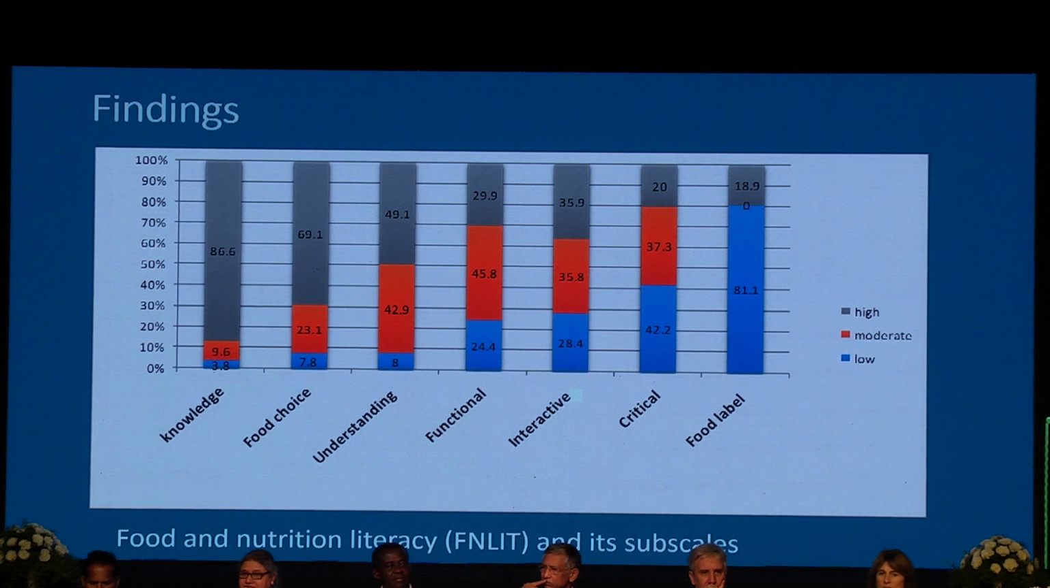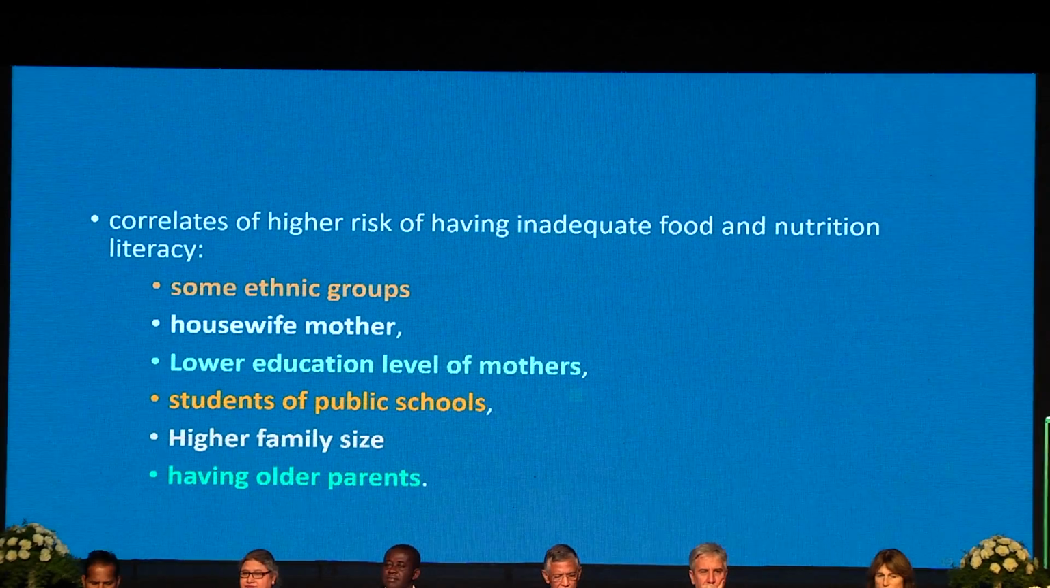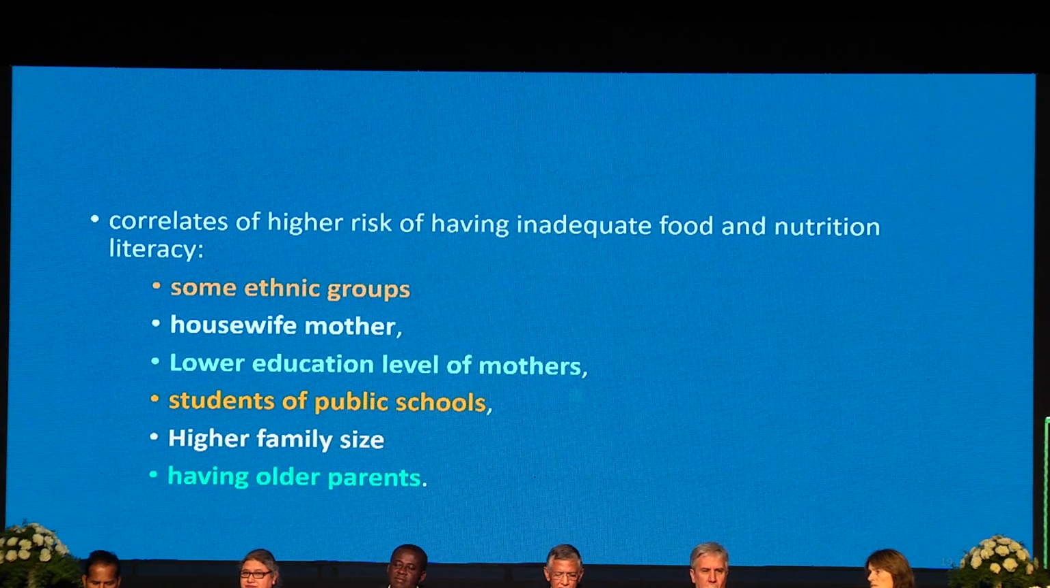Looking at the subdomains that would progressively go from knowledge up to the critical and food label analysis, you can see how the grades are getting lower. We came up with some of the correlates of higher risk for inadequate food and nutrition literacy, including some ethnic groups had lower literacy, having a housewife mother, mothers with lower education, students in the public schools as opposed to private schools, higher family size, and having older parents were all some of the correlates that could act as risk factors.